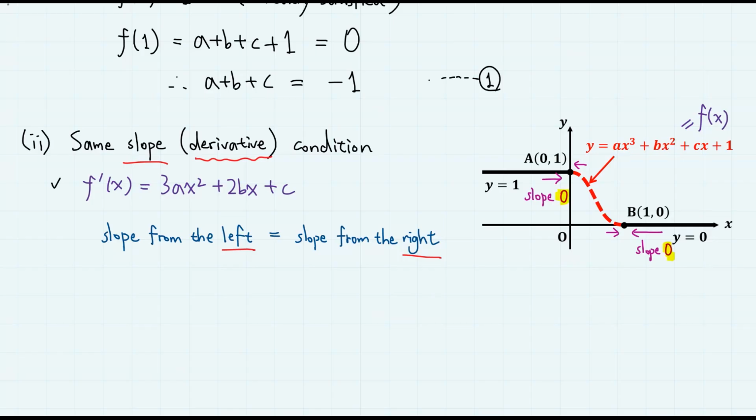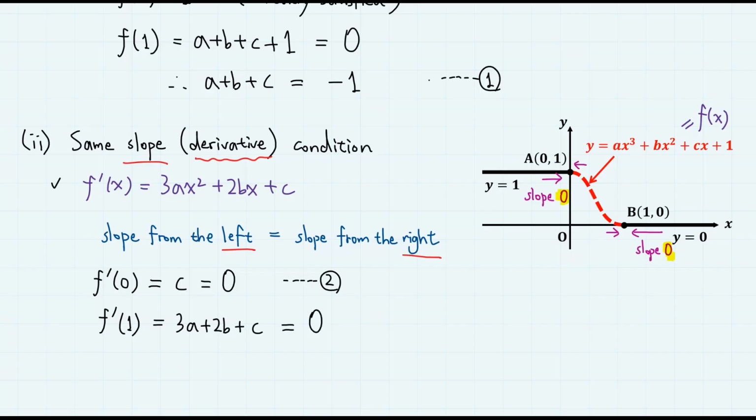So using this derivative, first, the derivative at 0, f prime of 0, which equals c, must be 0. This is a rather simple result, but still let's call this equation 2. At the second boundary, f prime of 1, which equals 3a plus 2b plus c, also must be 0. Let's call this equation 3.